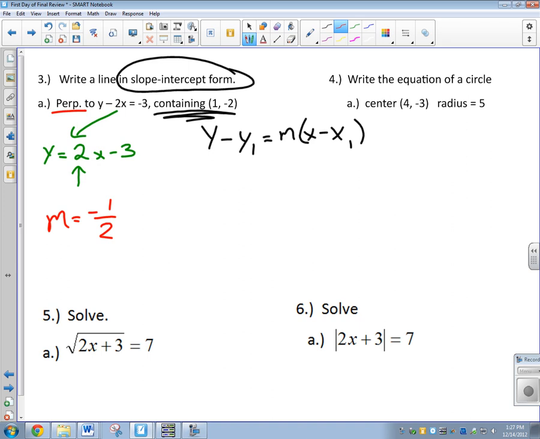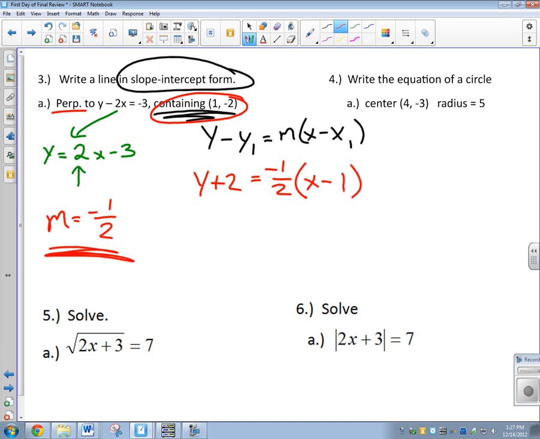There's a lot of stuff. Got to think. All right, so good. Now we've got the slope and a point. We're plugging into the point slope formula. So it's y minus negative 2, so it's y plus 2, is equal to, my slope is negative 1/2, x minus 1. Okay, so there's me plugging in.